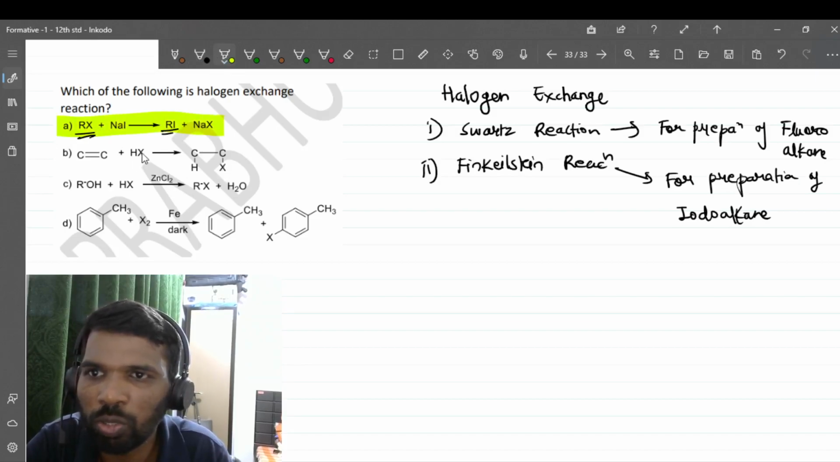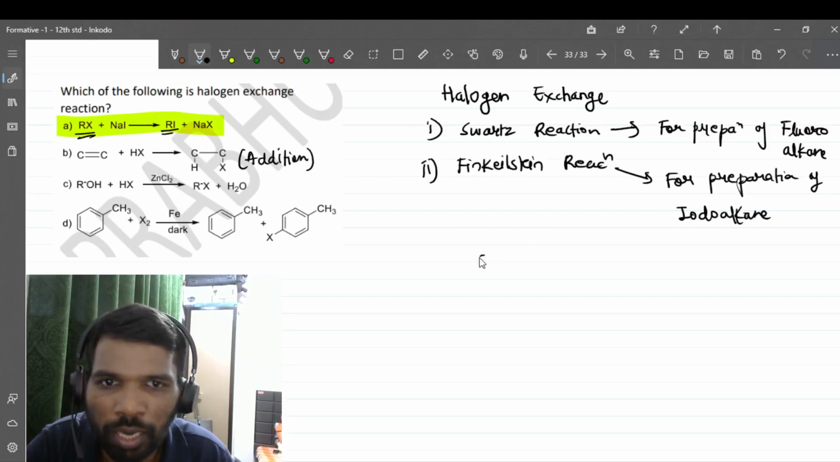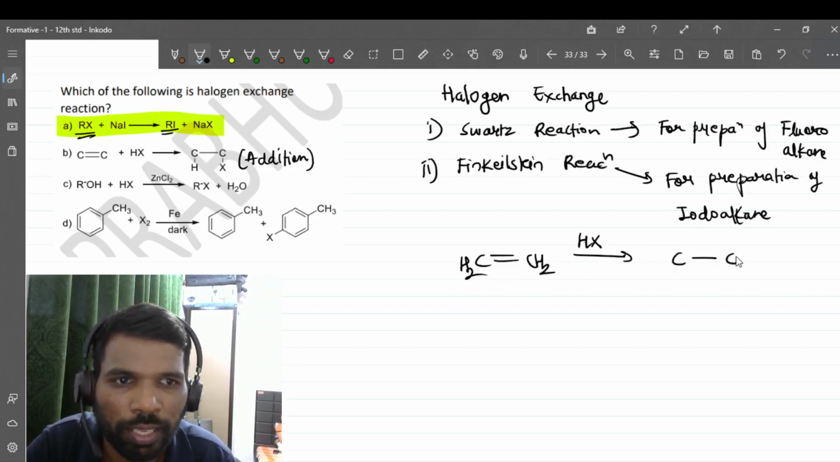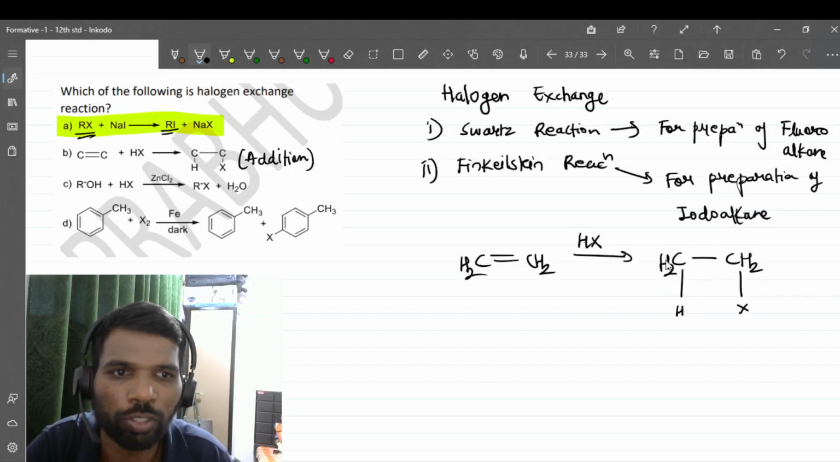Here halogen is not getting exchanged. Here H is getting added. This is an addition reaction. It is not exchanging. This is a carbon-carbon double bond, meaning there are hydrogens over here. What happens is that you add HX, one hydrogen will go here, one halide will go here, and the double bond will go. See, somehow we have to maintain four bonds of the carbon. So this is what you are going to get.